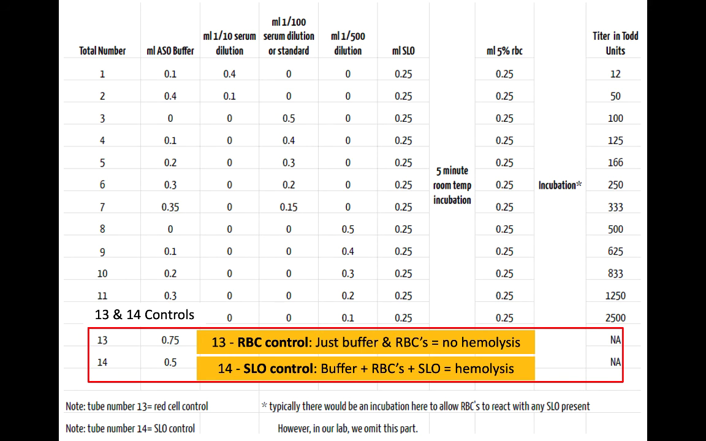So you have buffer, you have red cells, and SLO. If there's nothing else in there, nothing to neutralize the SLO, you should see hemolysis. If you do not see hemolysis, that indicates that you have an issue with your SLO. So again, you can't trust your results, because maybe there's no hemolysis in them because your SLO was bad, not because of patient antibodies or lack of antibodies. So keep in mind that 13 and 14 are SLO and RBC controls. They are making sure our reagents are working correctly.